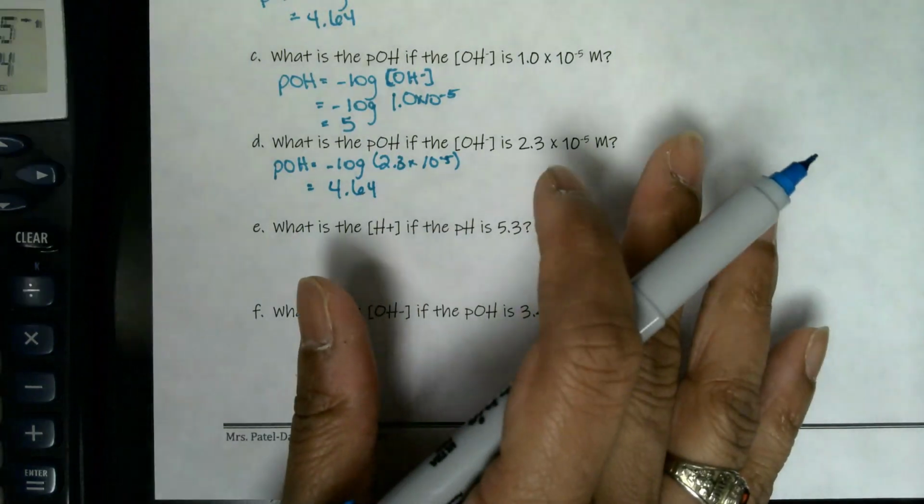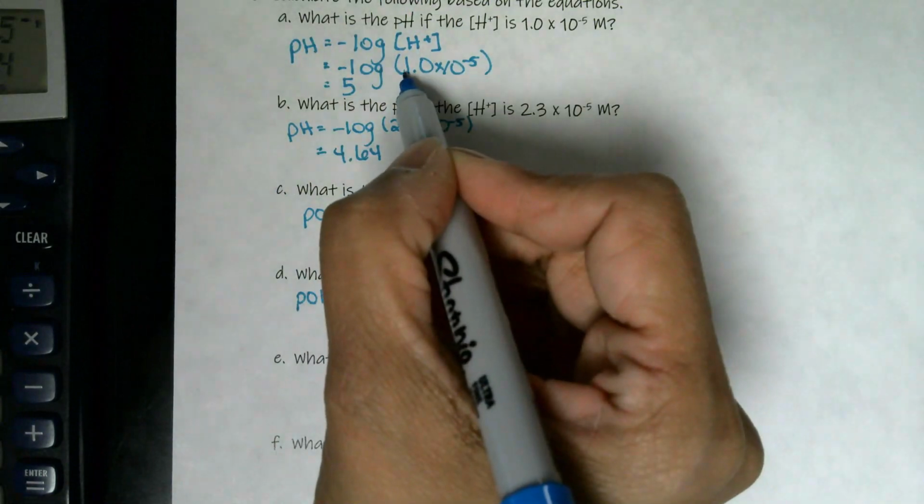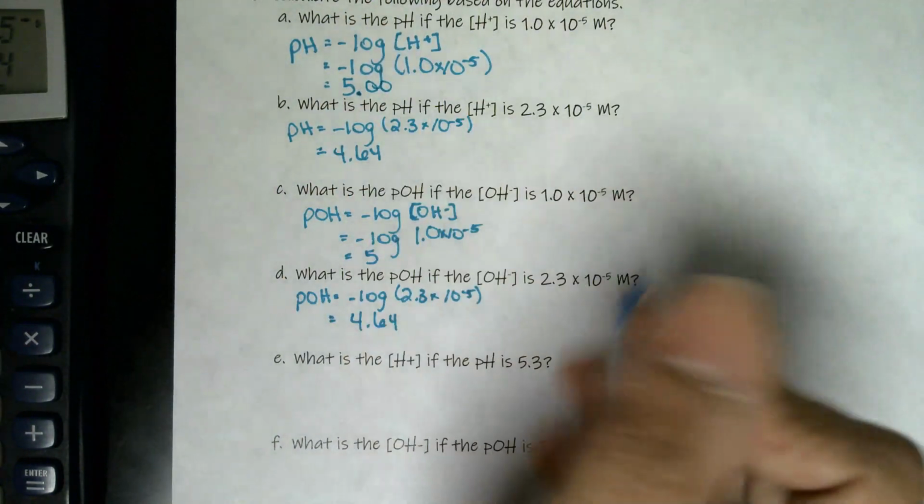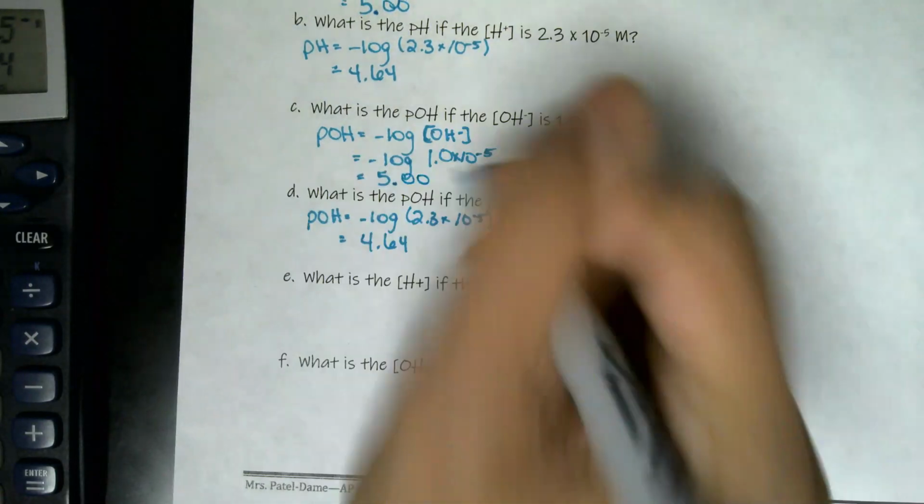One little note, sorry, with sig figs. I probably should have put 2 sig figs after this 5 to make that 5.00 because of that base number. Same thing over here. Sorry about that.